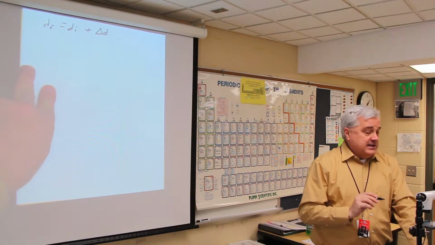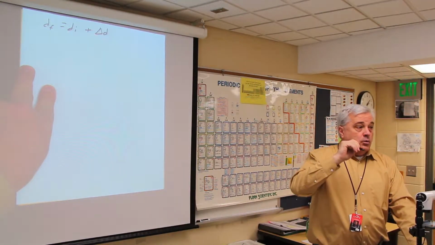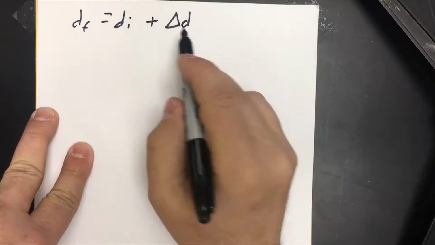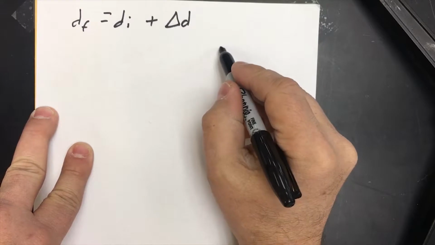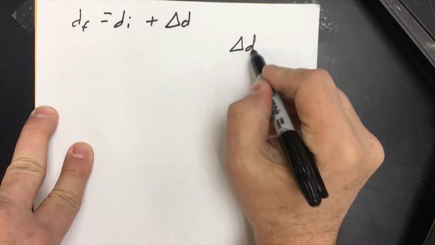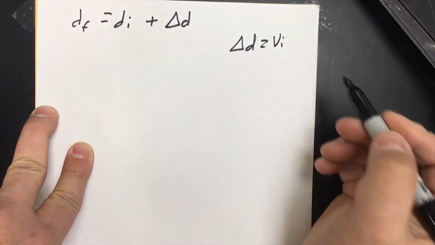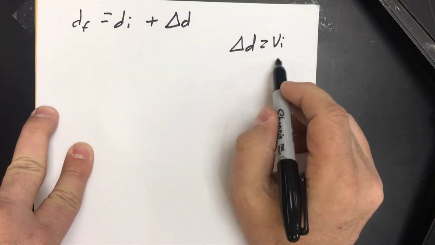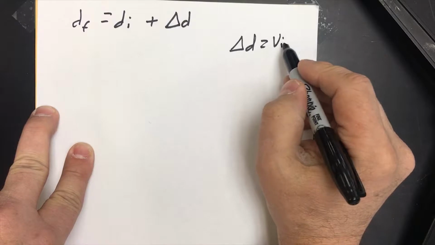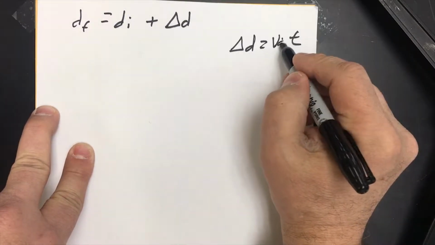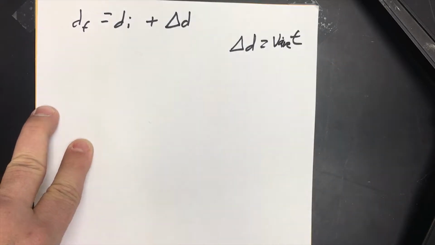And then we went on to define this delta d as the rate at which it was moving times how long it was moving. So delta d ultimately became delta d equals the rate at which it's moving, which we're going to call velocity, times t. And it's the average velocity.